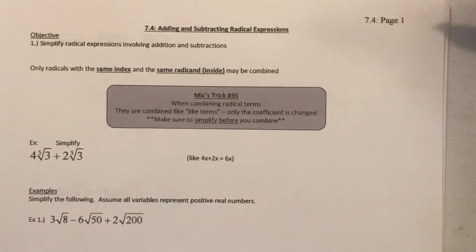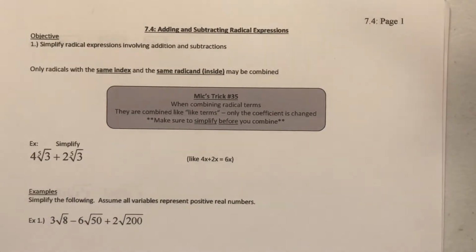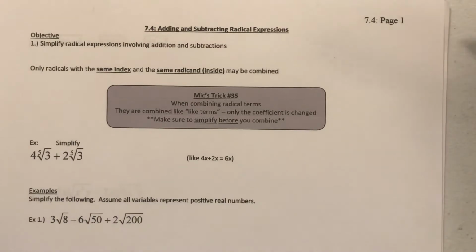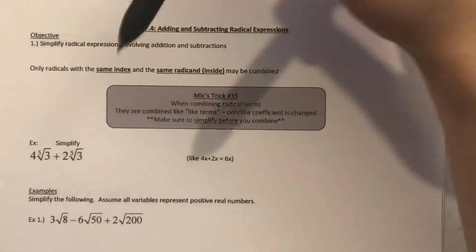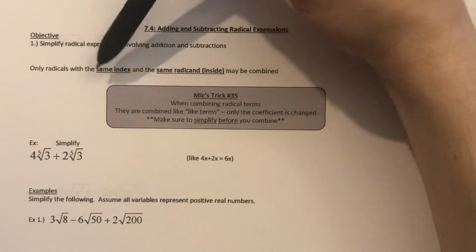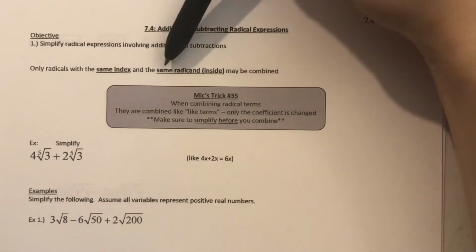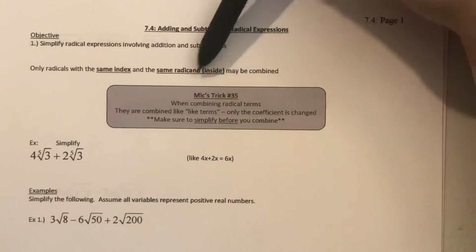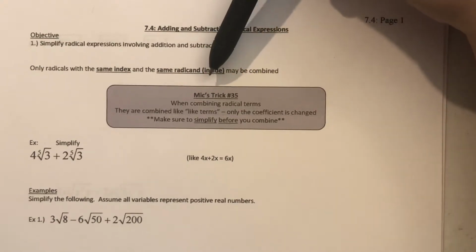So in 7.4, we're taking a closer look at radical expressions and really focusing on how we can simplify and even combine them. So effectively, we're trying to determine what makes radical terms like terms, things you can put together. And it boils down to simply the radicals having to have the same index and the same radicand. So again, that's the fancy name for the inside of the radical.